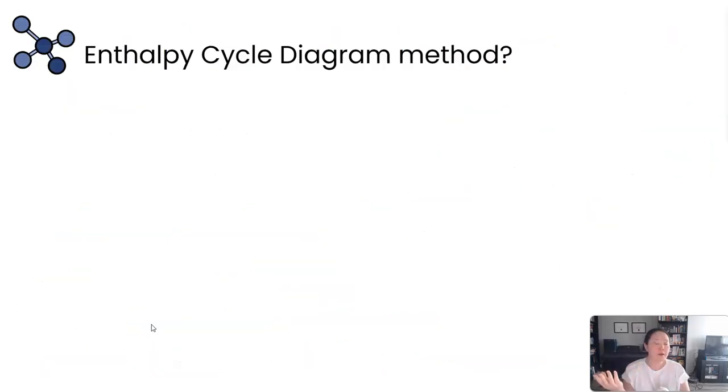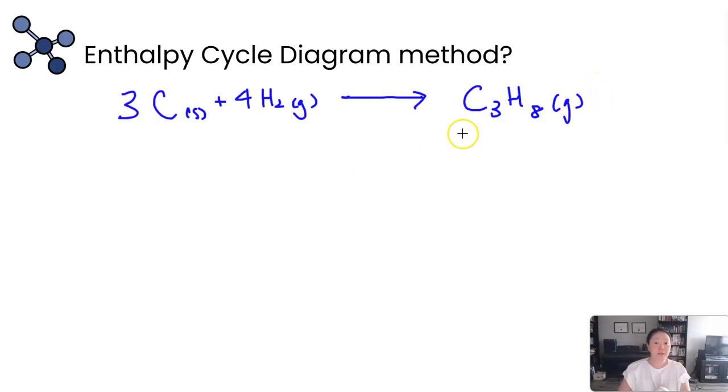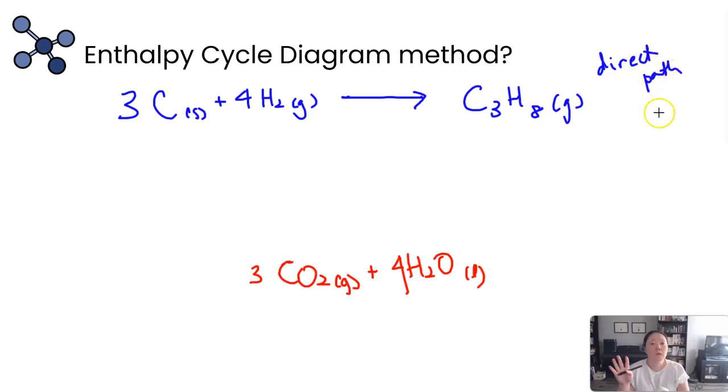Now there is another way of showing this work, and that's referred to as an enthalpy cycle diagram. So you can also draw this as a diagram and show your work that way. So let's look at the same reaction that we were looking at before and draw it as an enthalpy cycle diagram. So at the end of the day, this was the reaction we wanted to get to. This is what is referred to as the direct path. Now, if you think about the other reactions, those other reference values that we were using to get to that direct path, all of them ended up being associated with carbon dioxide and water.